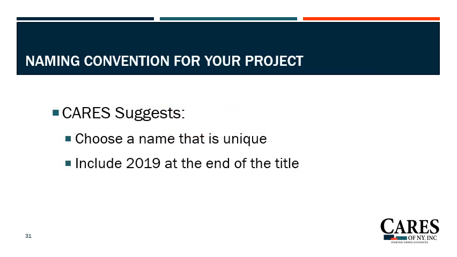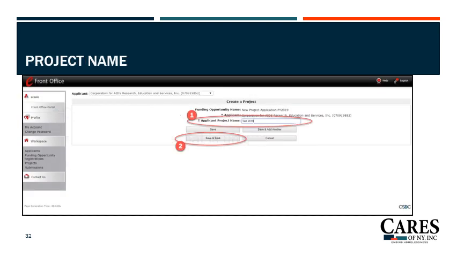When naming your new project, CARES suggests you consider choosing a name for the project that is unique, and consider adding the year 2019 to the title. A unique naming convention will make it easier to search for your project in the future. As you can see, we've filled in our applicant project name, and we've followed the naming convention that we just discussed. Click the Save and Back button to continue.